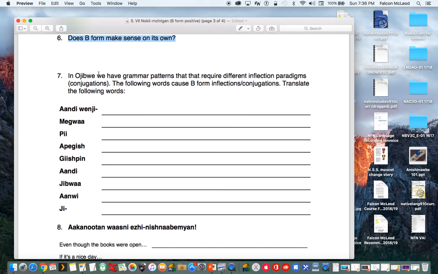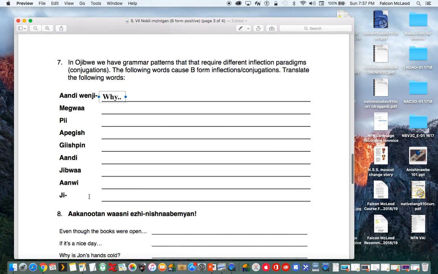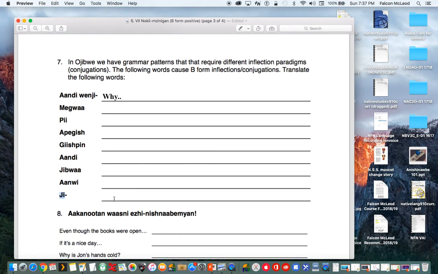Next one. In Ojibwe, we have grammar patterns that require different inflection paradigms, i.e. conjugations. The following words cause B form inflections or conjugations. Translate the following words. This is where that one slide of our PowerPoint will come in handy. So ondewenje, that means why. And then you can use that page in our slideshow to answer the rest of these words here. Or in the case of this one, a prefix.